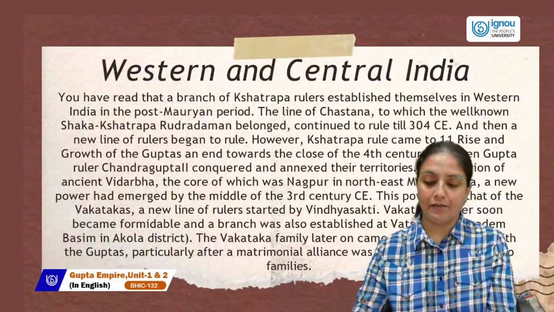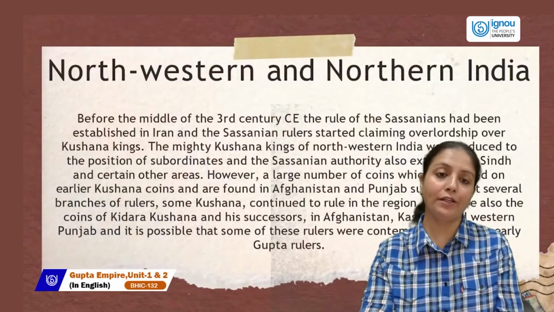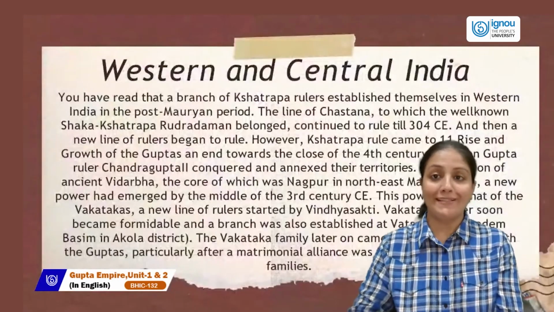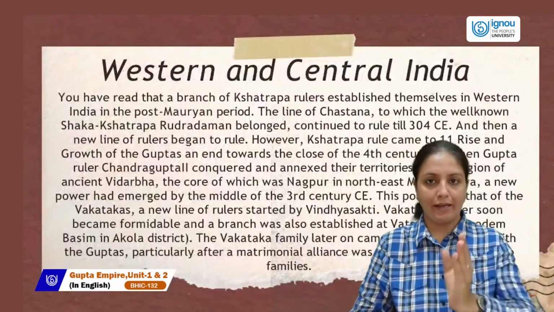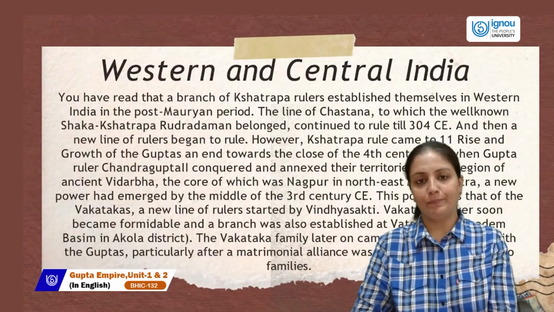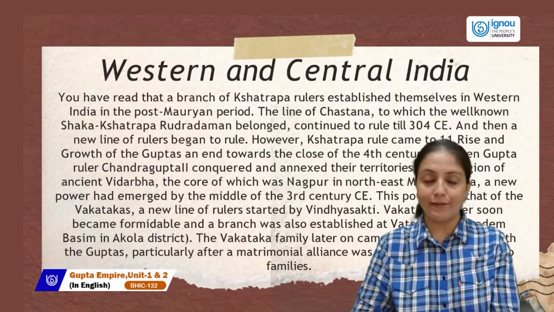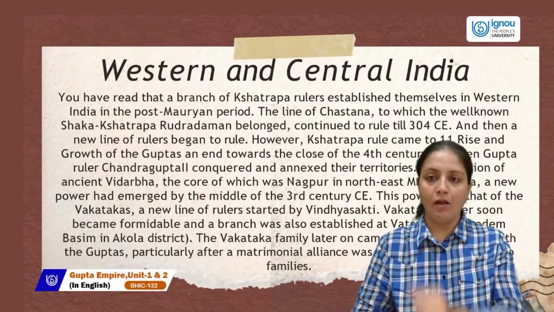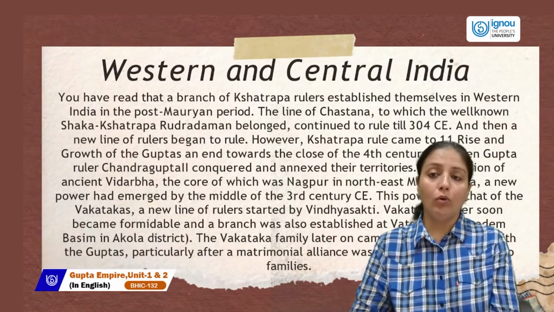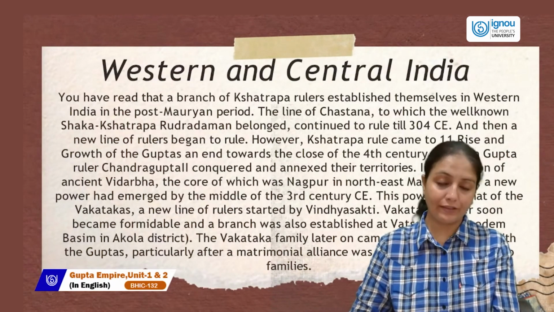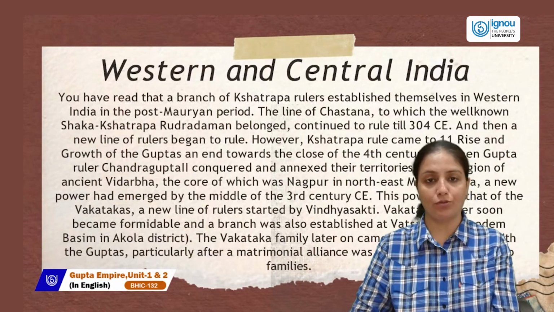Western and Central India. Earlier we have studied Northwestern and North India. Now we are going to start with Western India and Central India. You have read about a branch of Kshatrap rulers. Have you heard about the Kshatrap? That is a branch of Kshatrap rulers who established themselves in Western India in the post-Mauryan period. Yes, we are talking about the post-Mauryan period also.